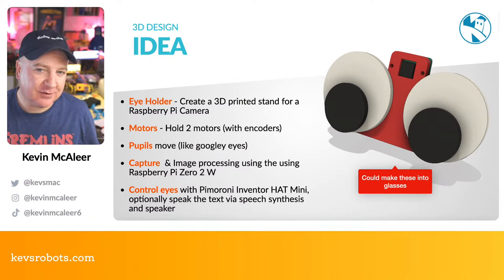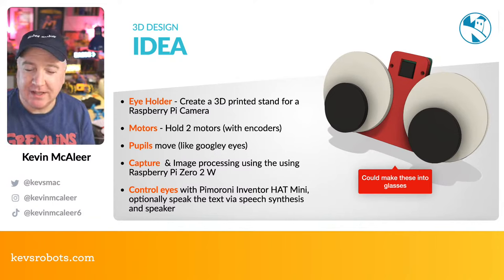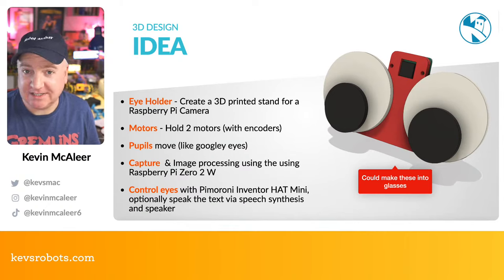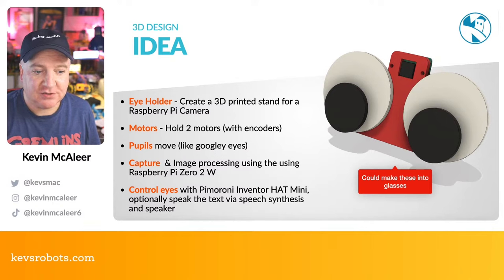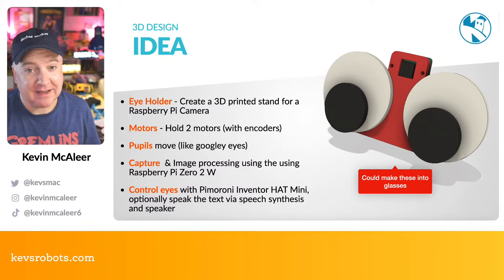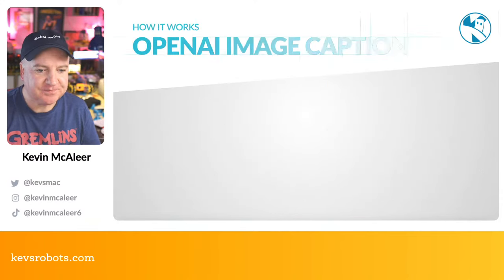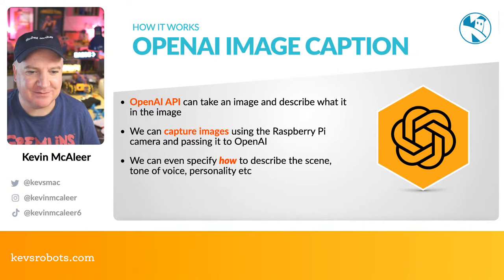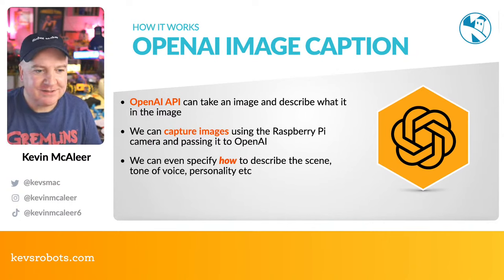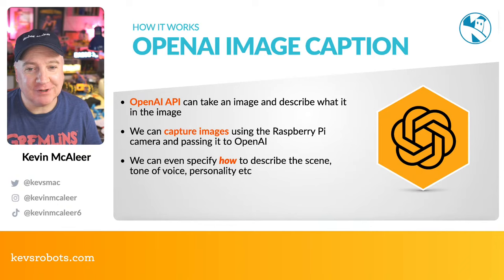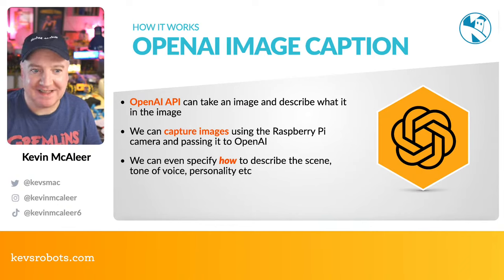And then optionally, if I've got time to do this, I will also add in some speech synthesis, so it'll speak back what it can see, so it really does say what it sees. That's just using some speech synthesis, a bit like the Python AI project I did a couple of months back, which I think is one of the popular videos on my channel. We could also make these into a pair of glasses, which would be pretty cool as well. So we're going to be using the OpenAI captioning service, so it can take an image and describe quite colourfully, if you like, what is inside that image.